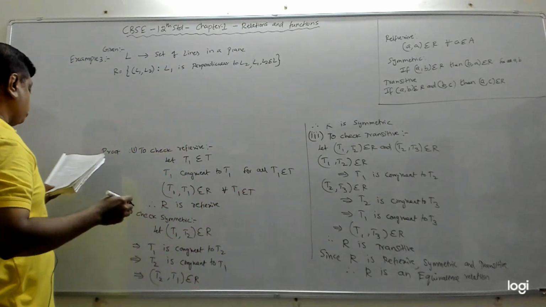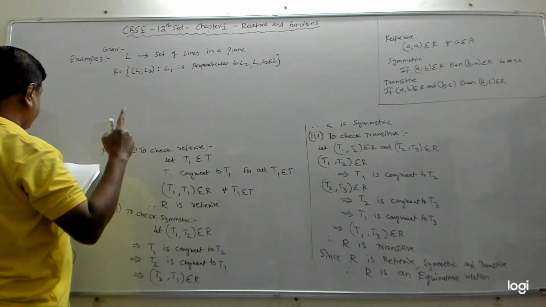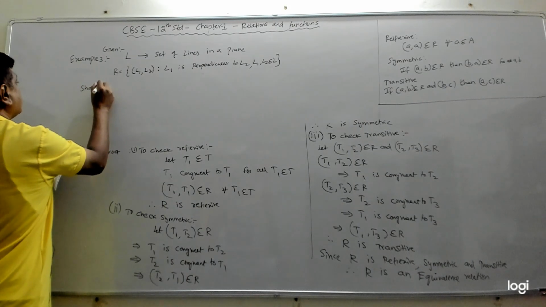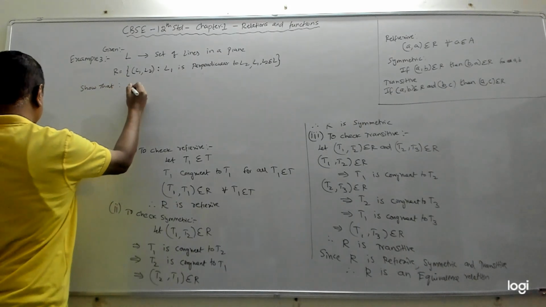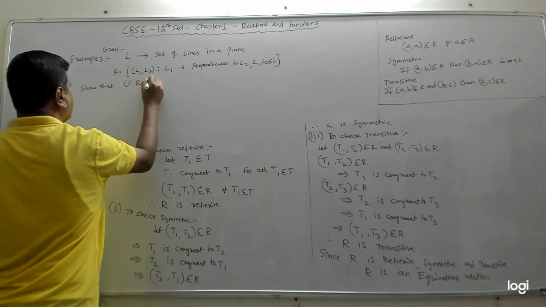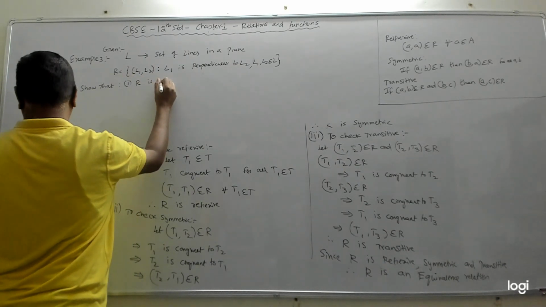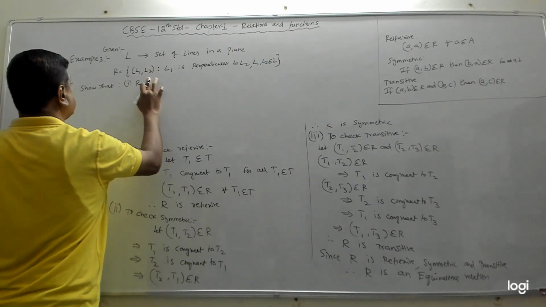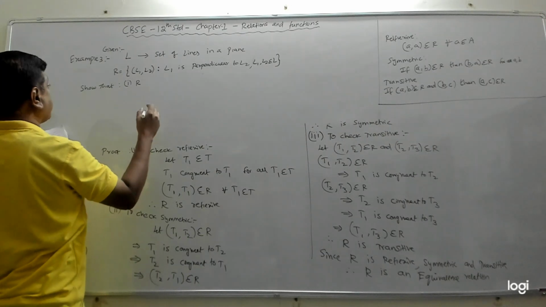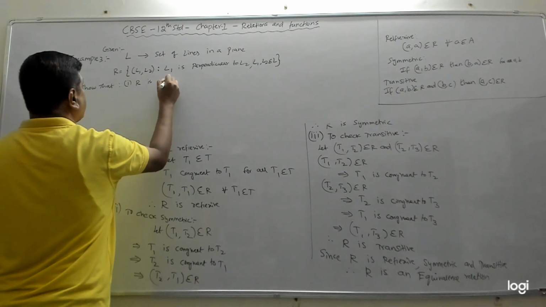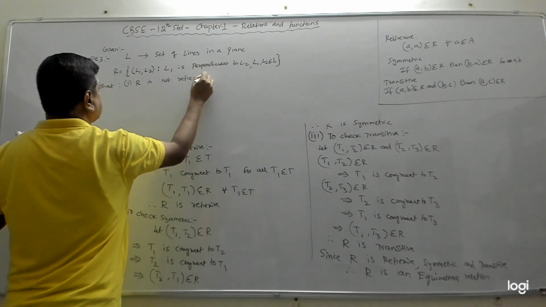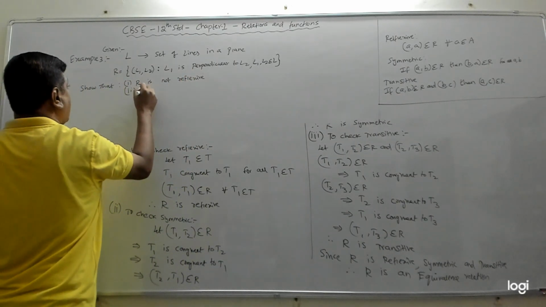Now we should show that R is symmetric but neither reflexive nor transitive. So what do we have to show? We have to show R is symmetric, but neither reflexive nor transitive. We should show R is not reflexive. Second, we should show R is symmetric.